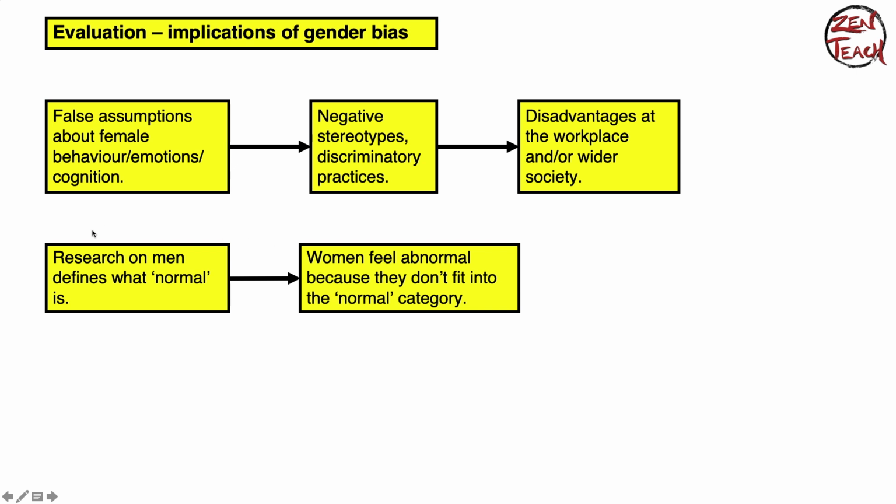Here's another example. Research on men defines what normal is, and therefore women feel abnormal because they don't fit into the normal category, right? Think of the anger example in androcentrism. If men's anger response is seen as normal and women's response is seen as hormonal, right? Then women feel abnormal every time they are angry. So you see, this is quite significant research. It has massive implications for how we treat 50% of the population, right?